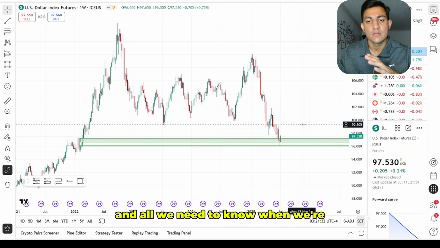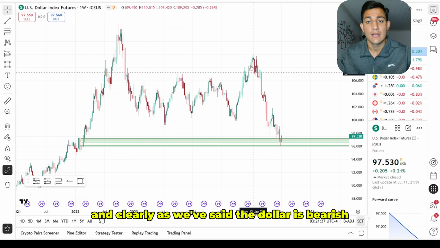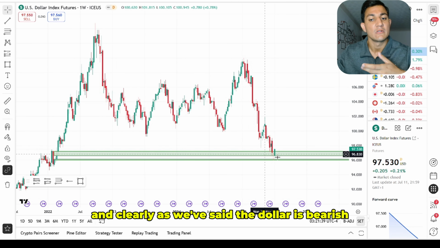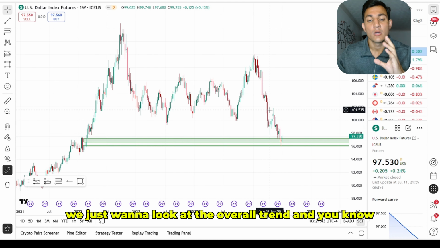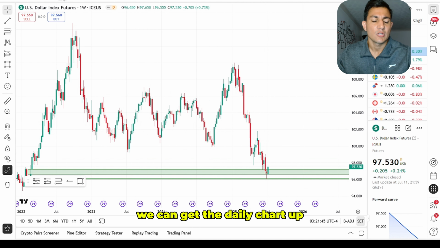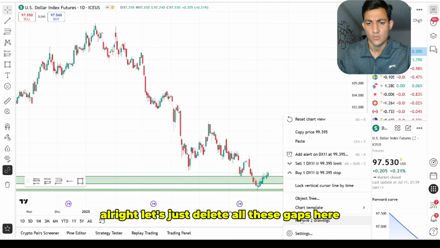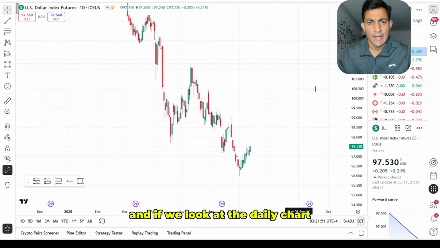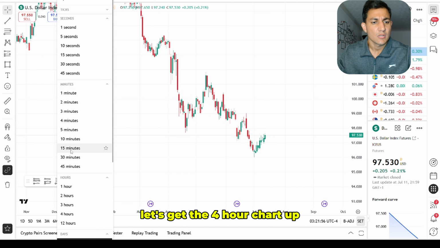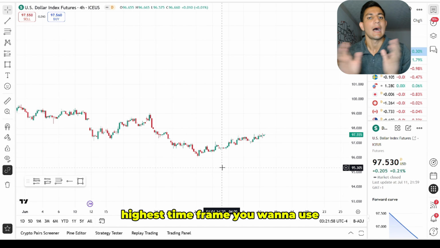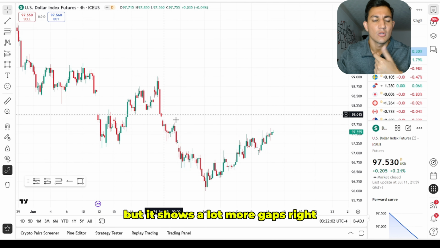And all we need to know when we're looking at the dollar is the overall direction. And clearly, as we've said, the dollar is bearish. We don't need to get onto the 5-minute chart or 15-minute chart. We just want to look at the overall trend. And we can get the daily chart up just to see what price is likely to do. Let's delete all these gaps here. If we look at a daily chart, what's likely to happen? In fact, let's get the 4-hour chart up, because the 4-hour chart is the lowest, highest time frame you want to use. Now, that might sound insane, but it shows a lot more gaps.